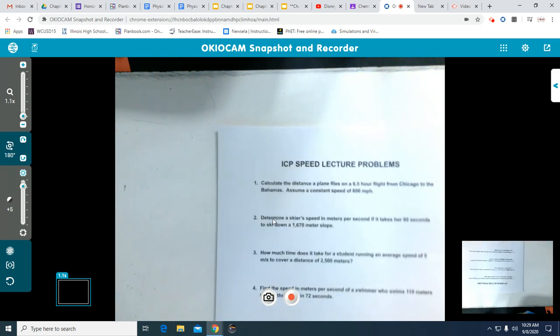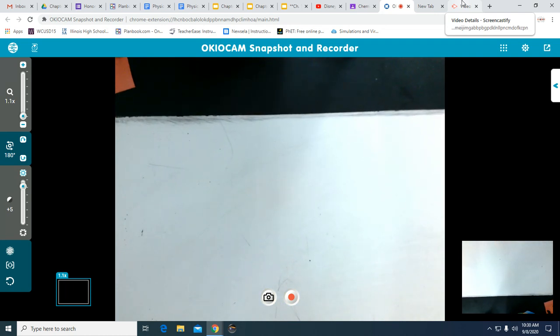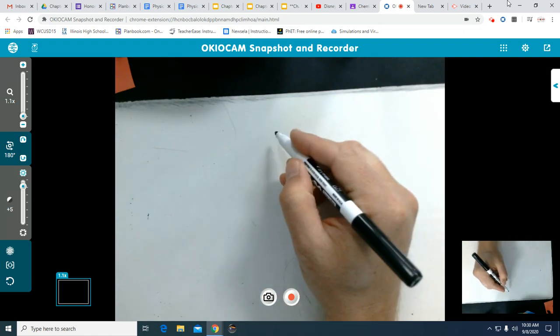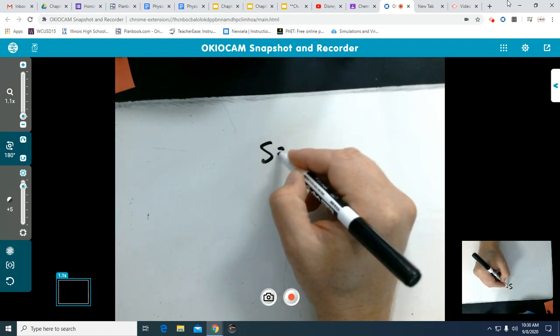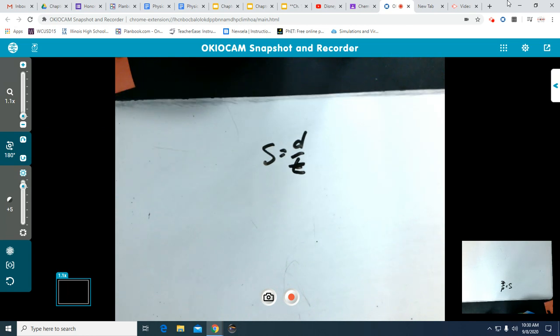Number 2 says, determine a skier's speed in meters per second if it takes her 95 seconds to ski down a 1,670 meter slope. Okay. So what are we solving for in this one? Speed. Very good. So, again, going back to the equation, speed equals distance divided by time. That is a t there. Do I need to do any rearranging of the formula to solve? No, I do not.